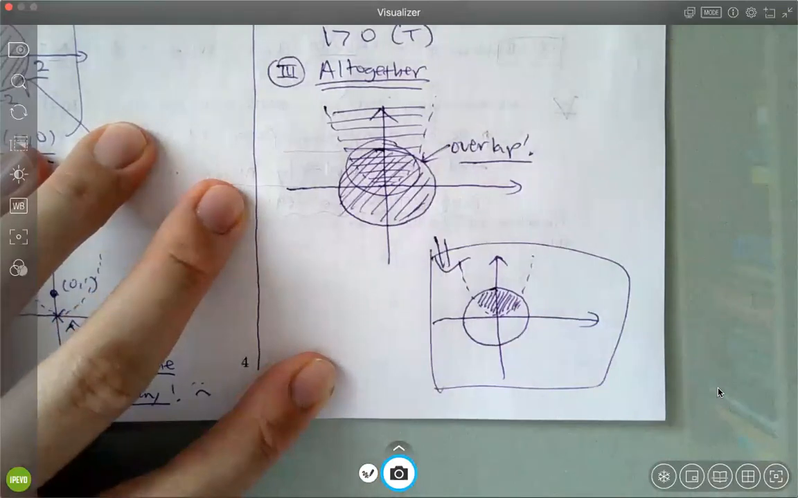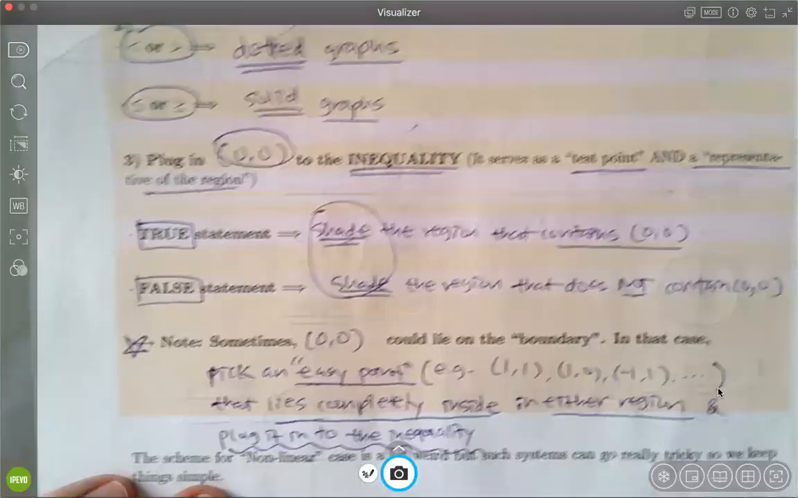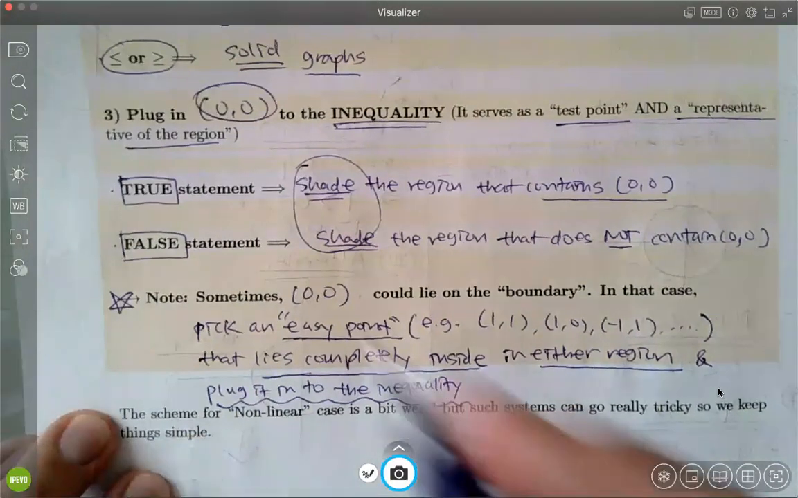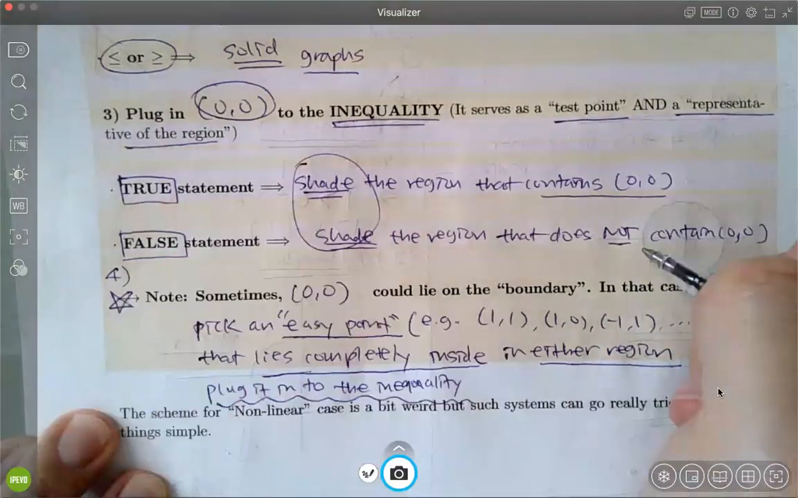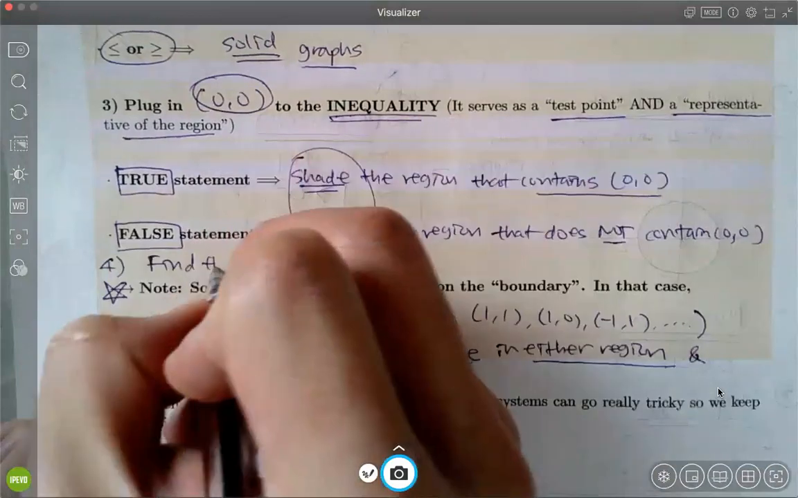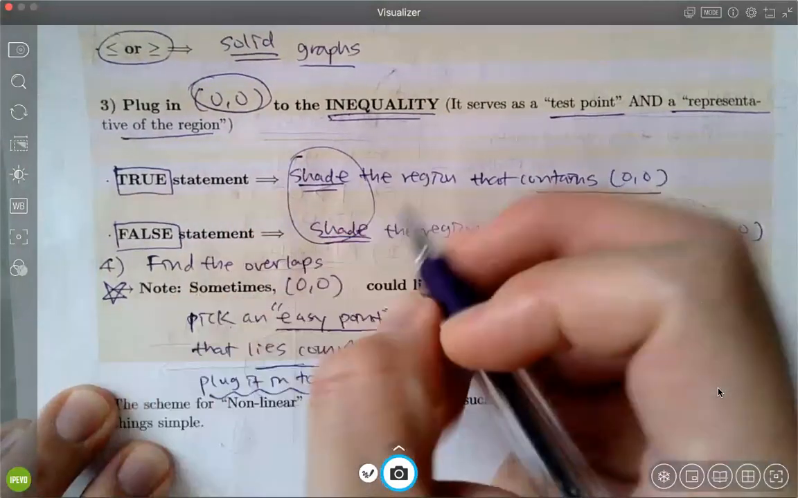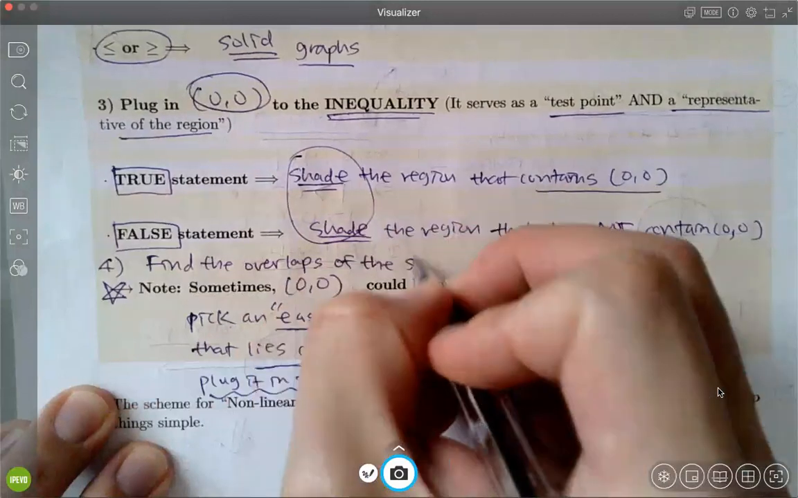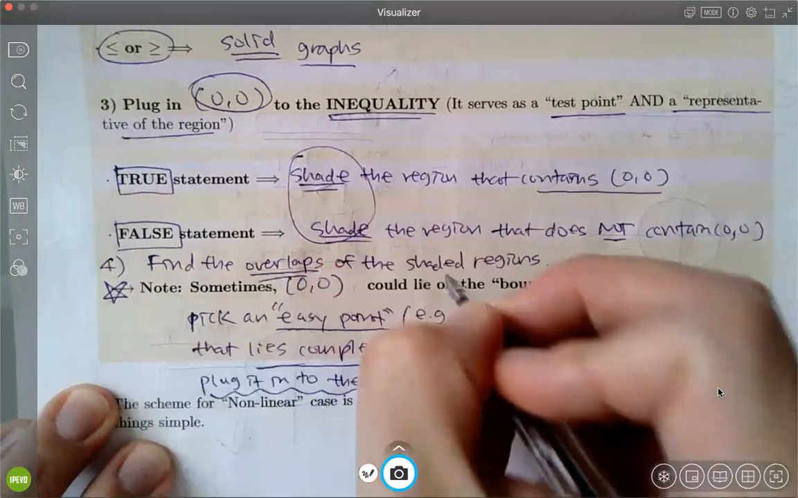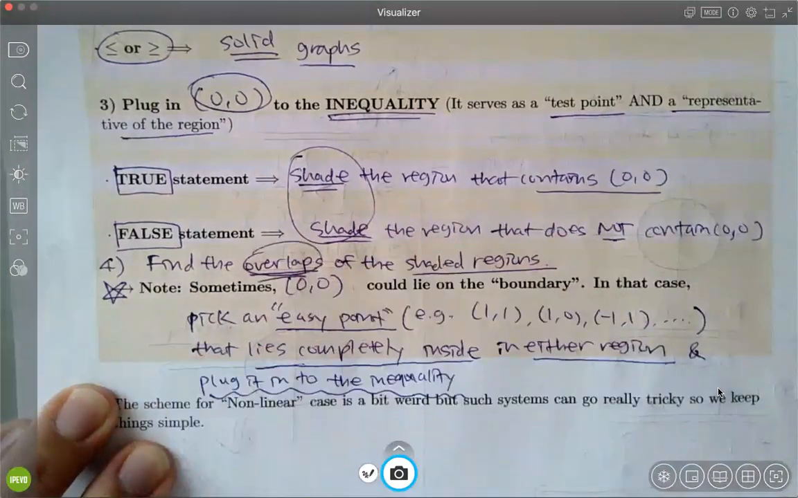Oh, and by the way, when I wrote down the steps earlier, did I write down find the overlaps? No, I don't think so. Oh my gosh, that's amazing in a bad way. Okay, so find the overlaps. I didn't write it down maybe because I thought it was so obvious, but don't forget to find the overlaps of the shaded regions.